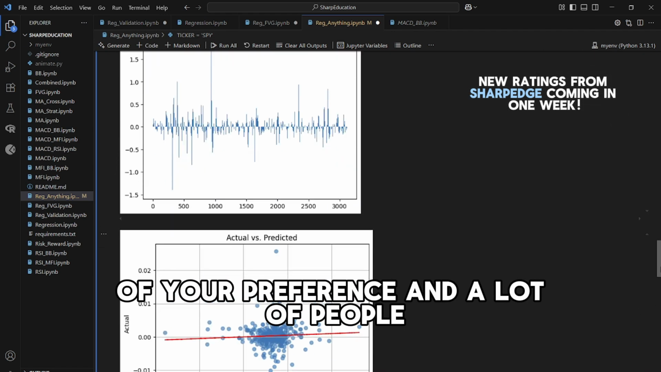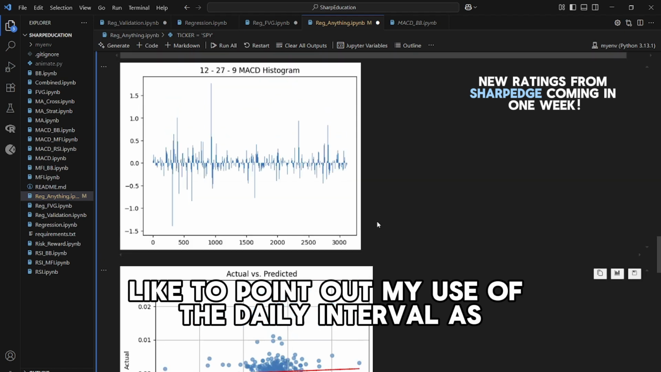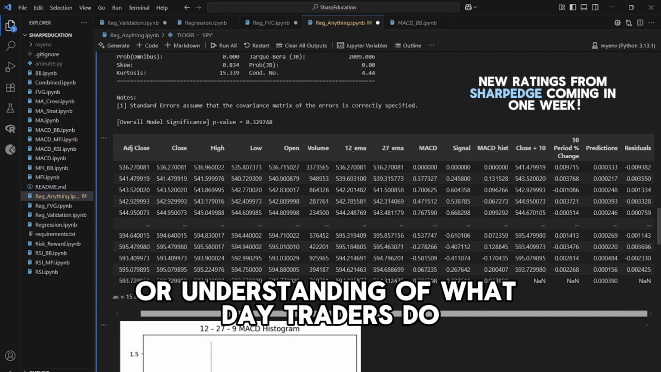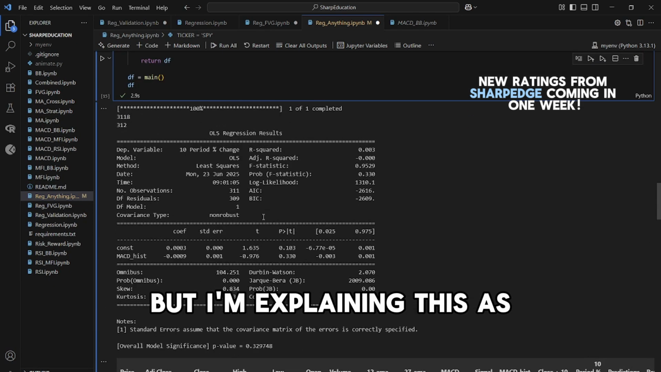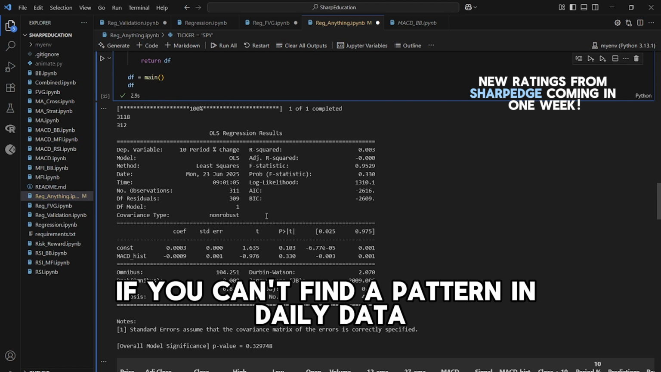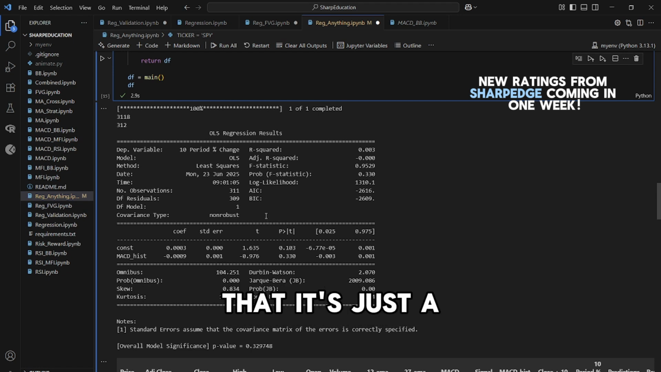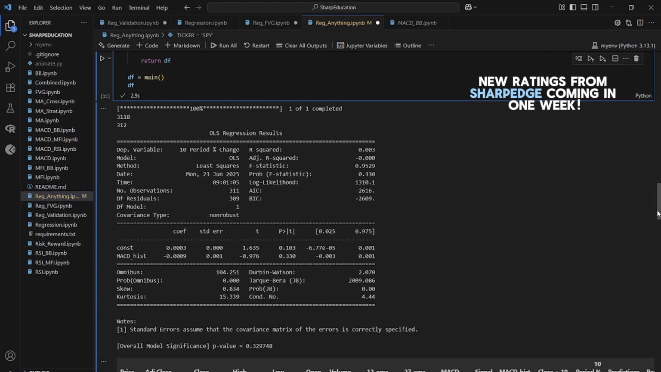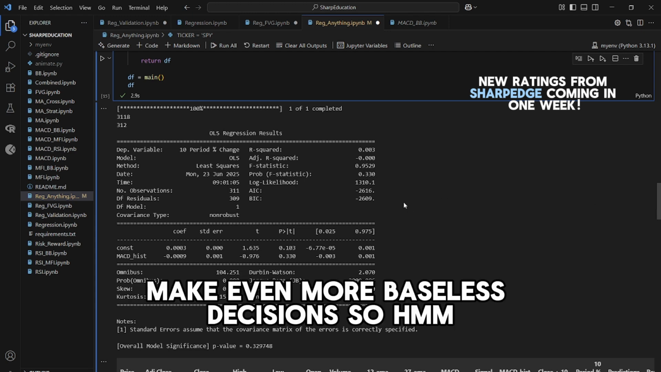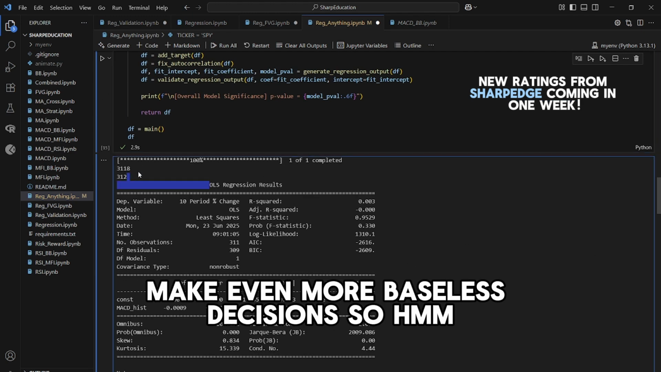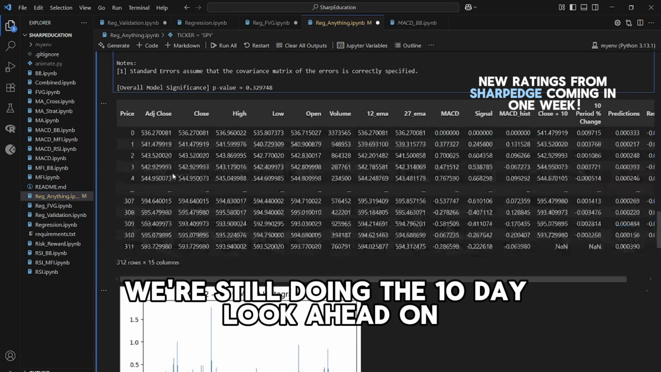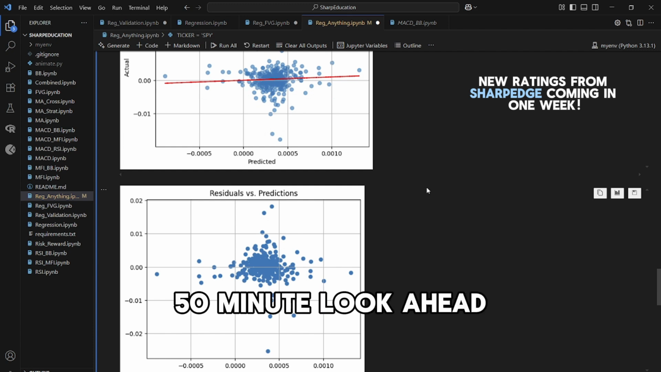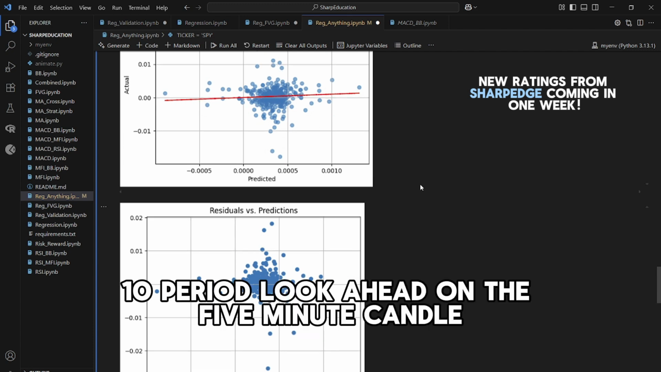And a lot of people like to point out my use of the daily interval as like lack of experience or understanding of what day traders do, but I'm explaining this as if you can't find a pattern in daily data, you're not going to find it in minutely data. That it's just a narrative that people tell themselves to make even more baseless decisions. So for some reason we've gone from we're still doing the 10-day look ahead or 10-minute, 50-minute look ahead, 10-period look ahead on the 5-minute candle.